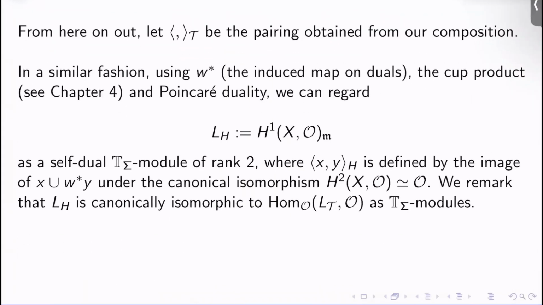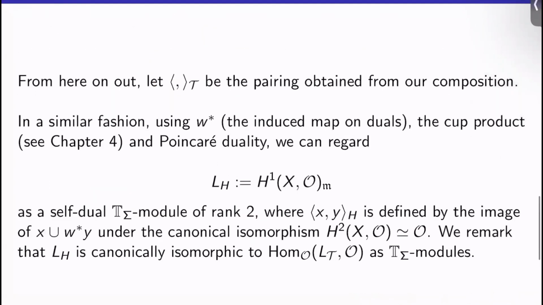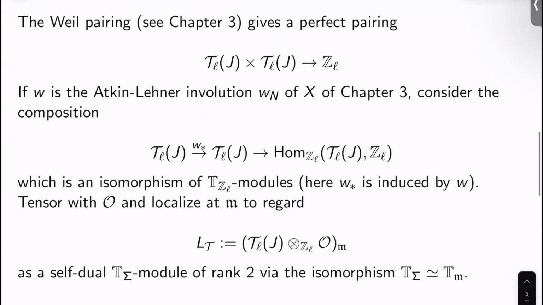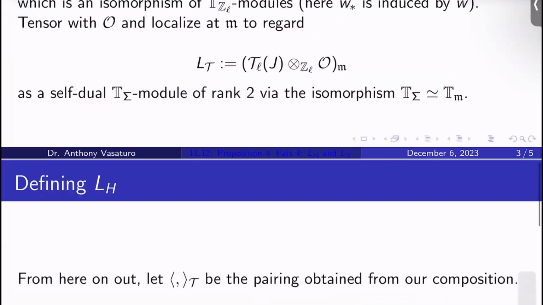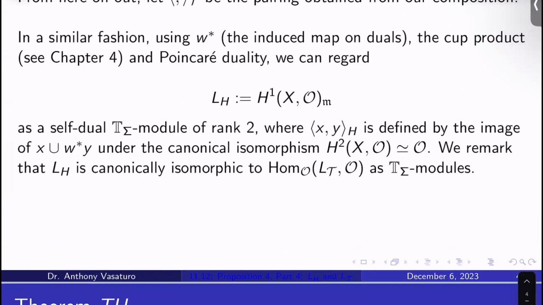So from here on out, we're going to let bracket sub T be the pairing obtained from our composition. Okay, so remember, this composition here is going to admit a pairing on L sub T because it's a self-dual T sigma module. In a similar fashion, using W upper star, which is the induced map on duals rather than directly on the Tate modules, the cup product, which you can see chapter 4 to remind yourself of, and Poincare duality, we can regard L sub H, which is the name that we will give to the module H1 of X,O localized at M, also as a self-dual T sub sigma module of rank 2.